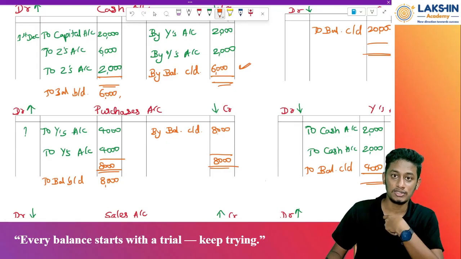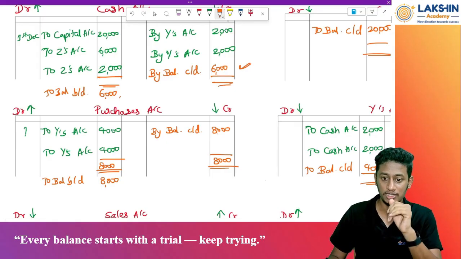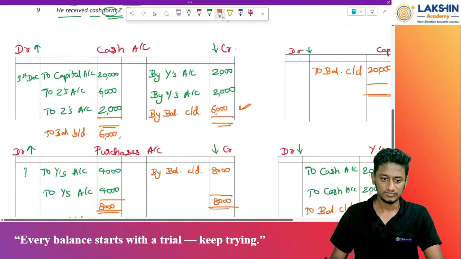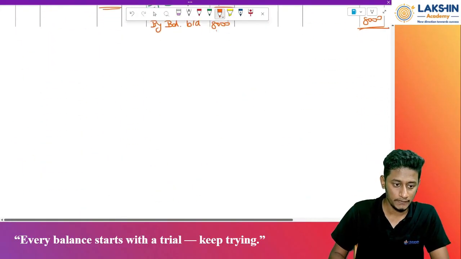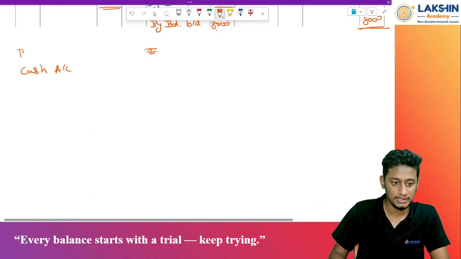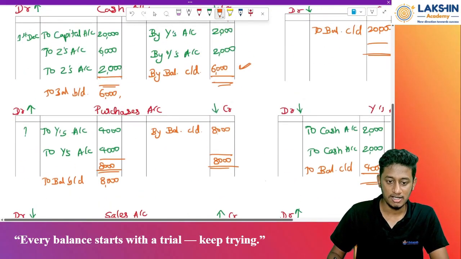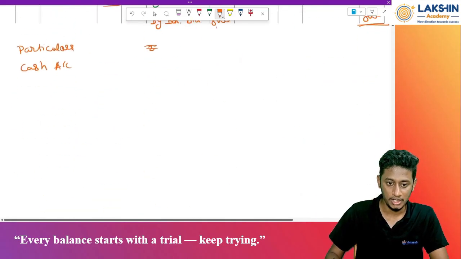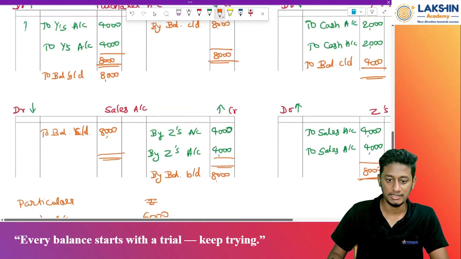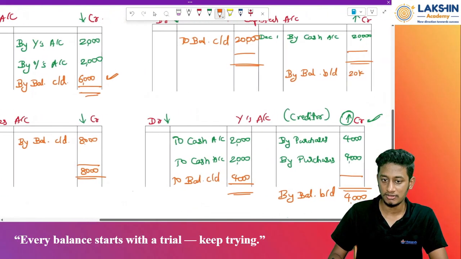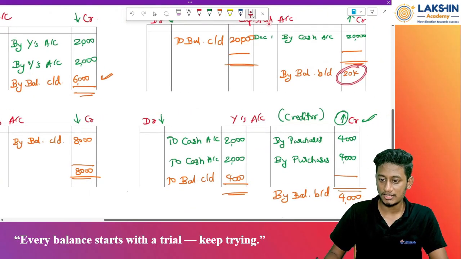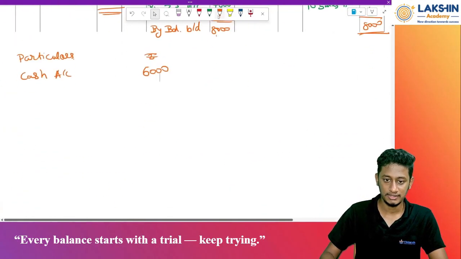I will just write on the closing figures and try to figure out where to put it on the trial balance. Let us see. First of all, we have cash account. Particulars. Cash account has how much balance? Rupees 6,000 is the closing balance. Then capital account has 20,000 rupees. Yes, 20,000 capital.